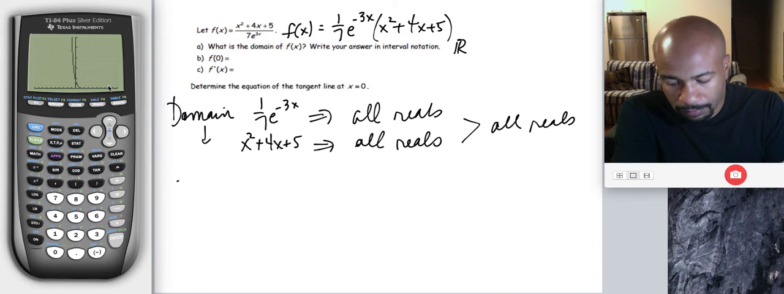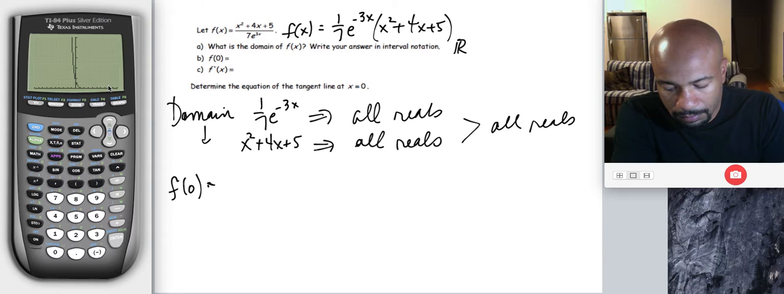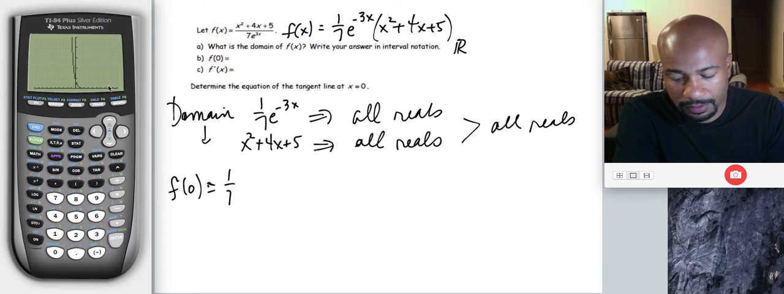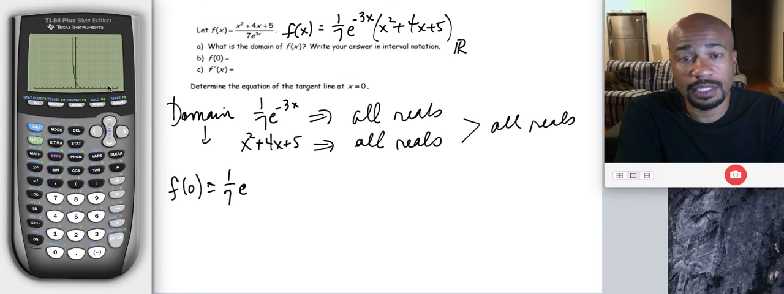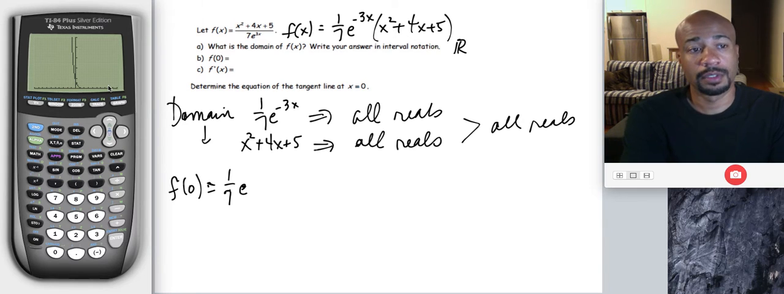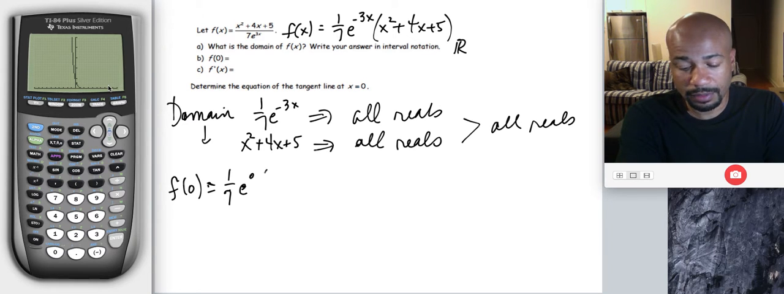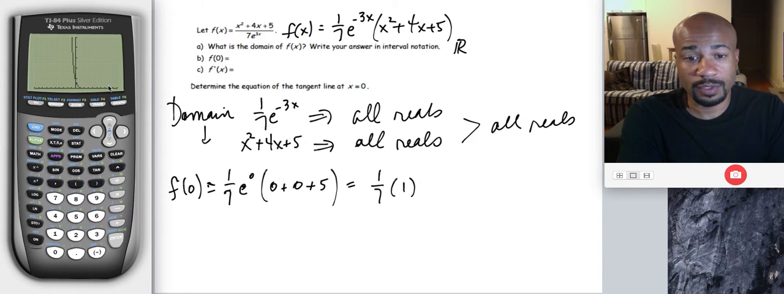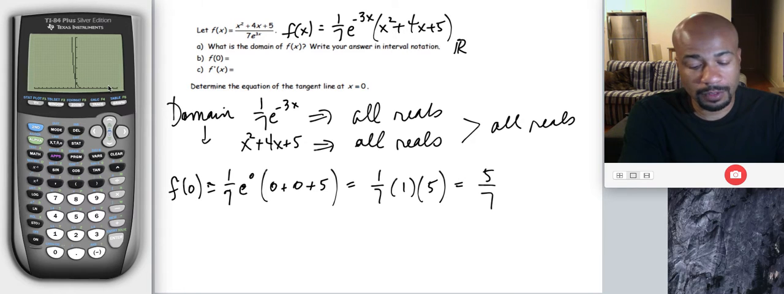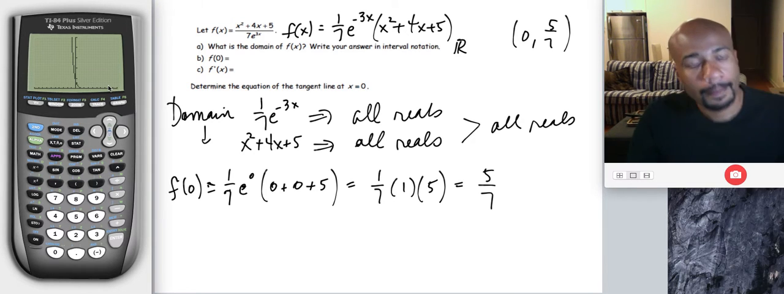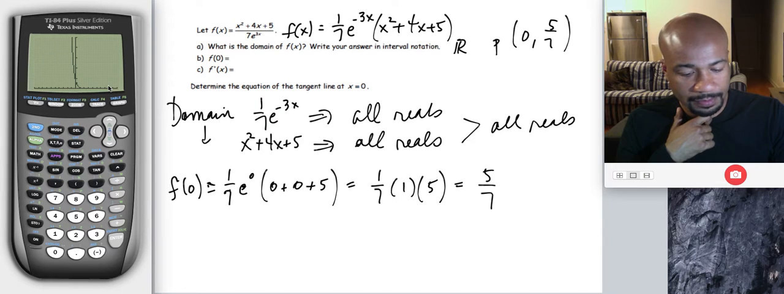F of 0, that's equal to plugging in 0 wherever you see an x. So that's 1/7 e to the negative 3 times 0. Negative 3 times 0 is 0, so that's e to the 0 times 0 squared plus 4 times 0 plus 5. So that's 1/7 times 1 times 5, and that's 5/7. So you actually have a point 0, 5/7. All right, so that's a point.